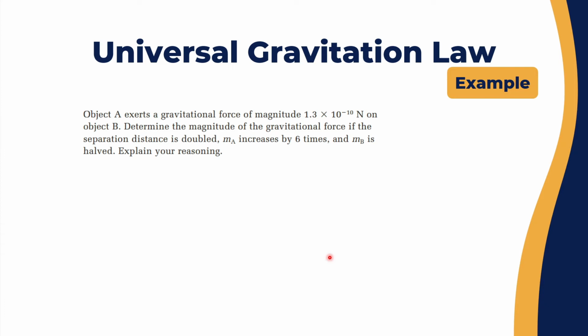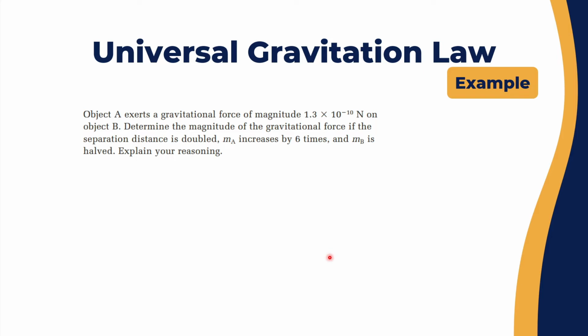Now let's take an example on how to apply a certain problem using the universal gravitational law. You have object A applying a gravitational force of magnitude 1.3 × 10^-10 newtons on object B. Determine the magnitude of the gravitational force if the distance is doubled, MA is increased by 6 times, and MB is halved.